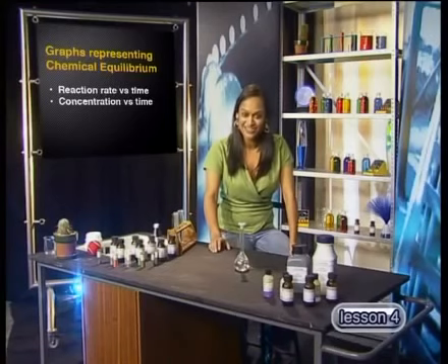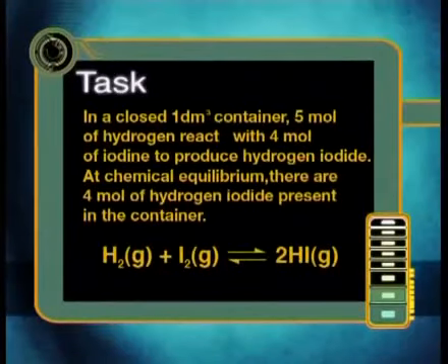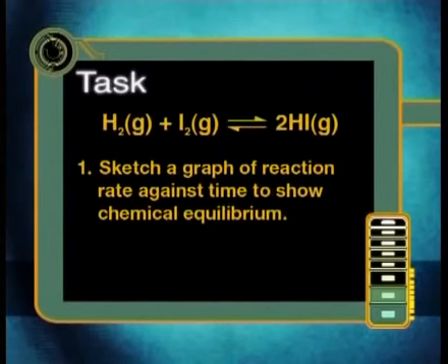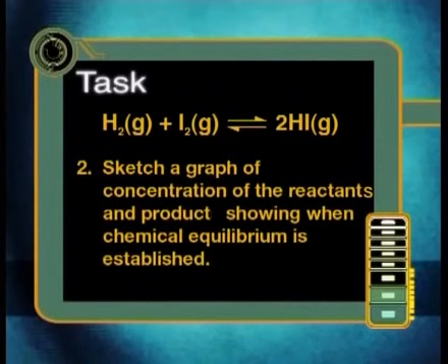Here's today's task. In a closed 1 decimeter cubed container, 5 moles of hydrogen react with 4 moles of iodine to produce hydrogen iodide. At chemical equilibrium, there are 4 moles of hydrogen iodide present in the container. 1. Sketch a graph of reaction rate against time to show chemical equilibrium. 2. Sketch a graph of concentration of the reactants and products showing when chemical equilibrium is established.